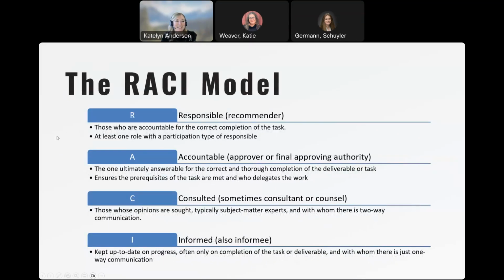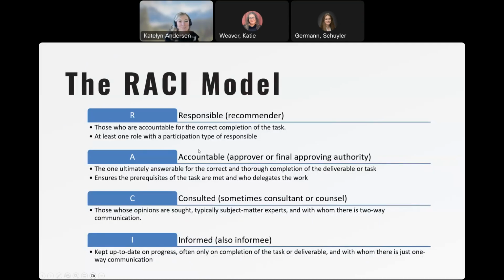And then finally, another model is the RACI model. I only learned about this last year from a coworker. This one's used in project management, and my dogs are now fighting right beside me. It's great working from home some days.